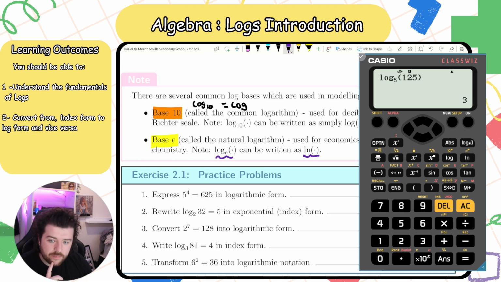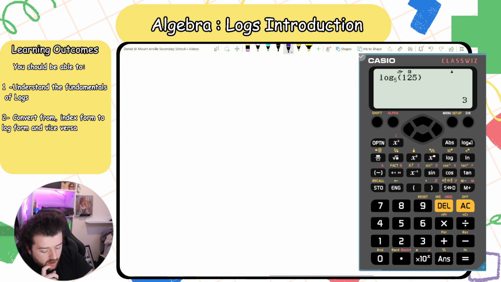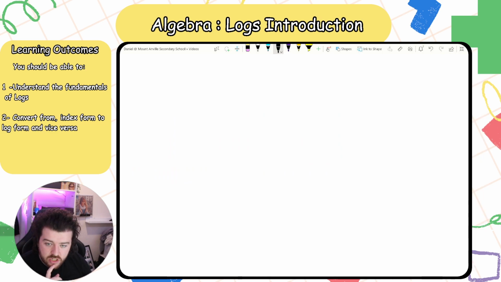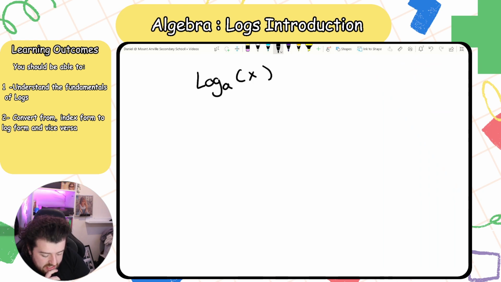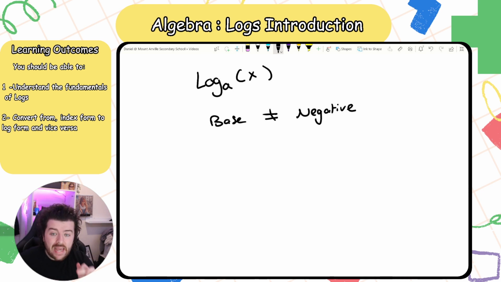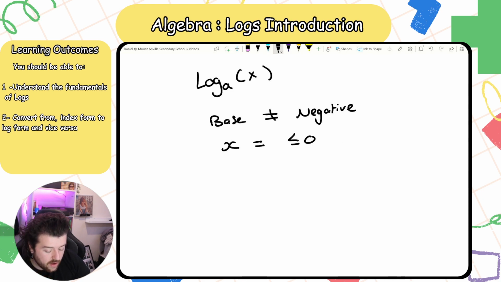One more thing I want to note about logs before I do some questions is some restrictions on logs. Let's say I have log base a of x. My base can never be negative. My base can be a fraction, but it can never be negative. Nor can x be less than or equal to 0. So it can't be 0, it can't be -1, -2, -3, -4, -5, -6, etc.